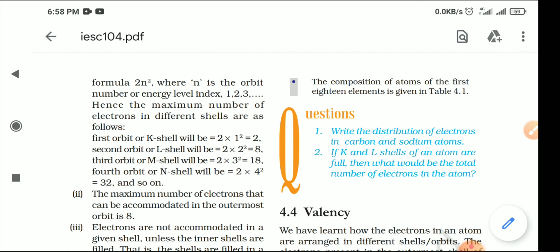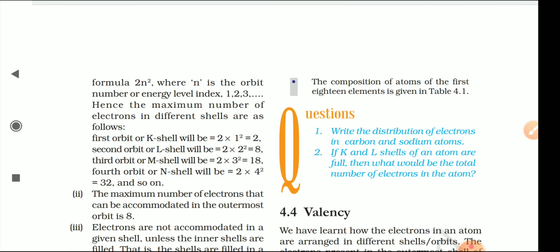Write the distribution of electrons in the carbon and the sodium atom. Sodium I already told you; carbon you have to tell me how it should be done. As I told you, carbon's atomic number is 6. Now the second question: if the K and L shells of an atom are full, what would be the total number of electrons in the atom? As you know, K is the first shell and L is the second shell. If K is full, it means 2 electrons are there. If L is full, it means 8 electrons are there, and if we add 2 and 8, it will be 10 electrons. So the atomic number will be 10. You should know this.